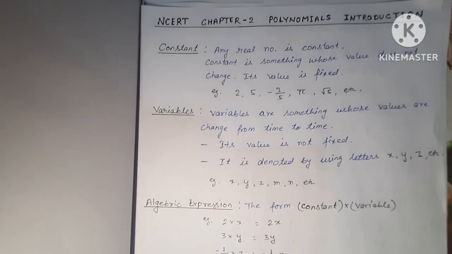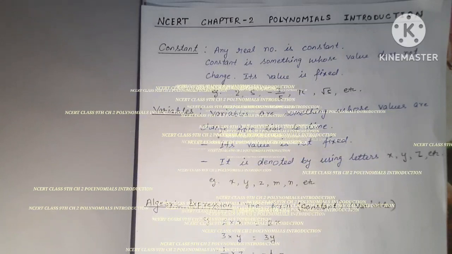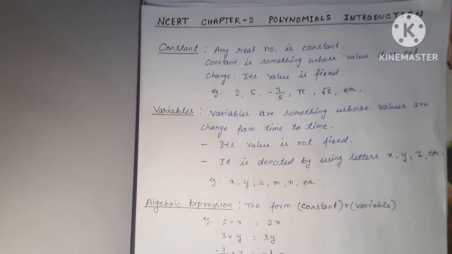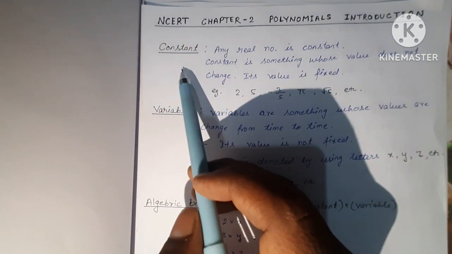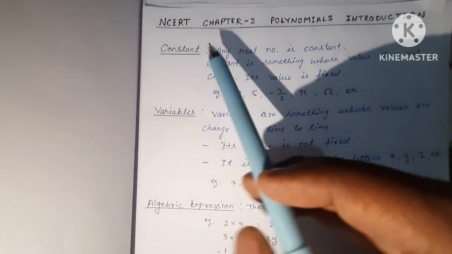We are going to start our introduction lecture of NCERT class 9 chapter 2 polynomials. In this lecture we cover the portion so that you can easily solve the exercise 2.1. Let us start with constant.